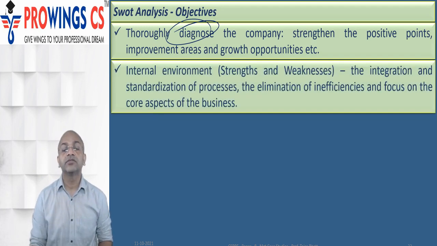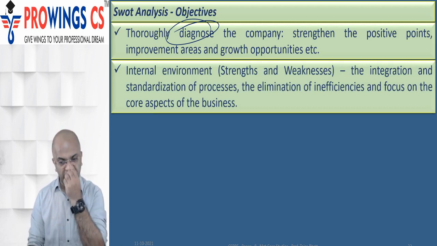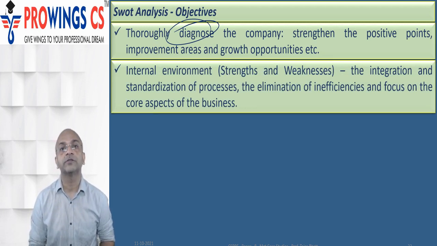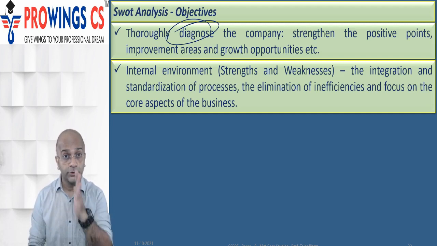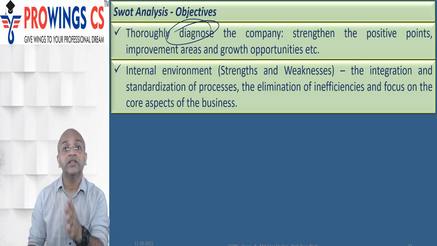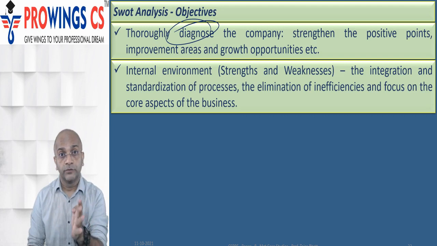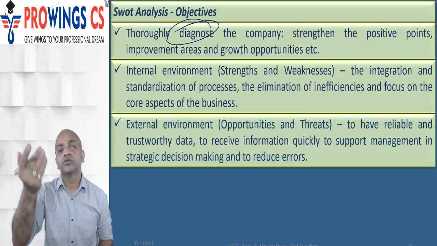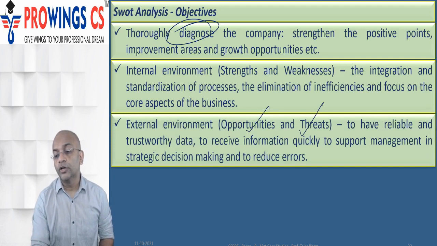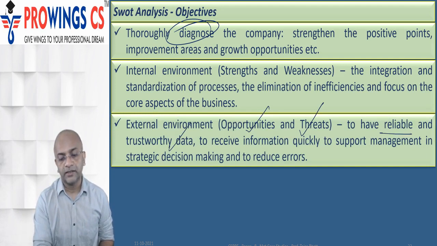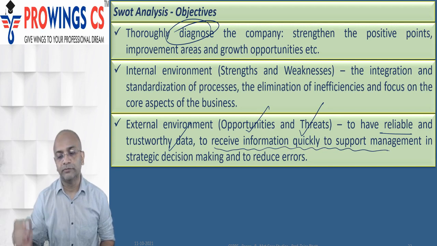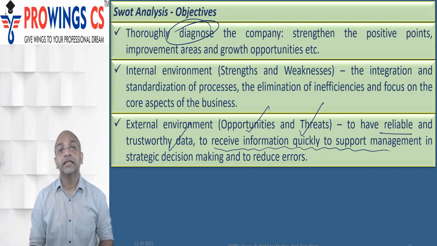Internal environment means my strengths and weaknesses, the integration and standardization process, the elimination of inefficiency, and the focus on the core aspect of the business. I should think on what I can do, how I can do it, what I am good at, which business I should enter, all that stuff. External environment means opportunities and threats, to have reliable and trustworthy data, to receive info quickly, to support management in strategic decision making, and to reduce errors.